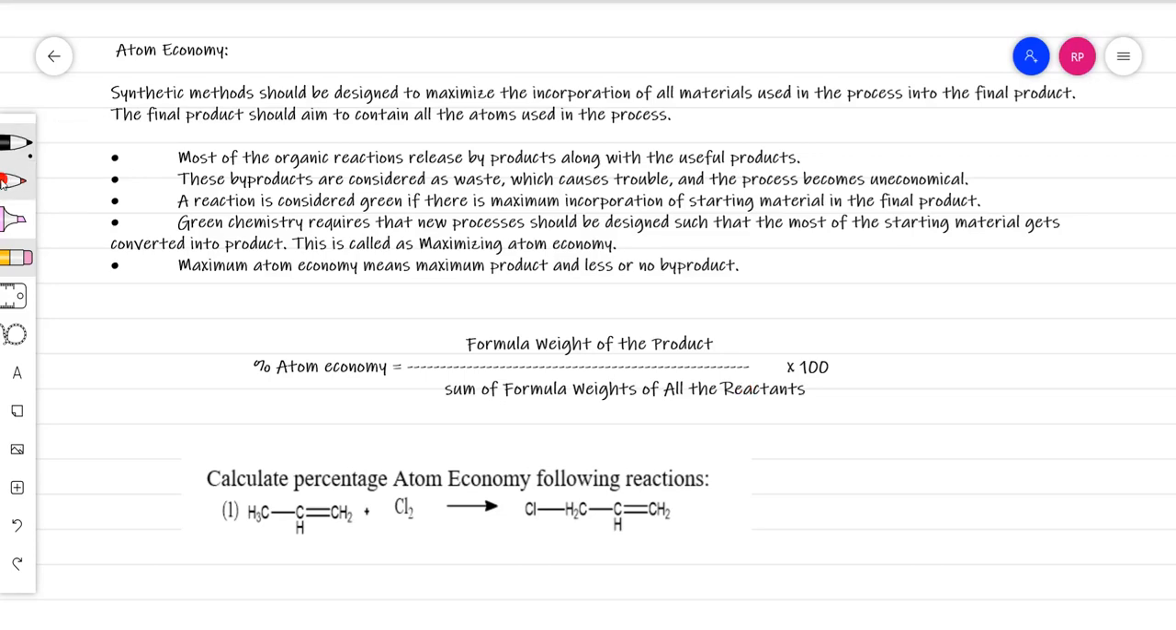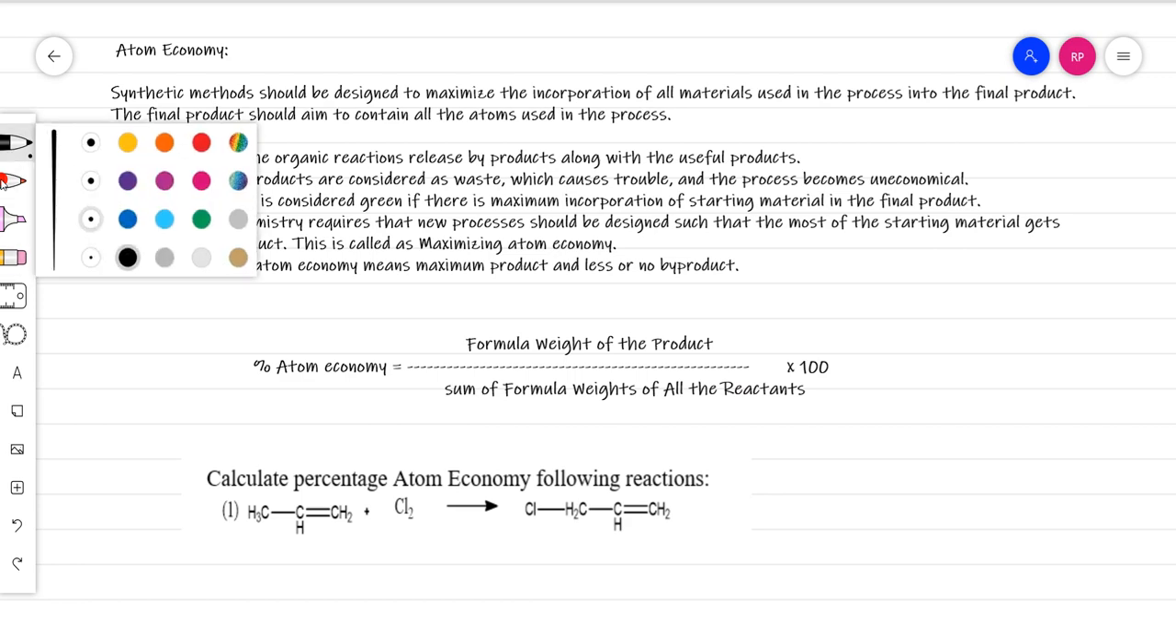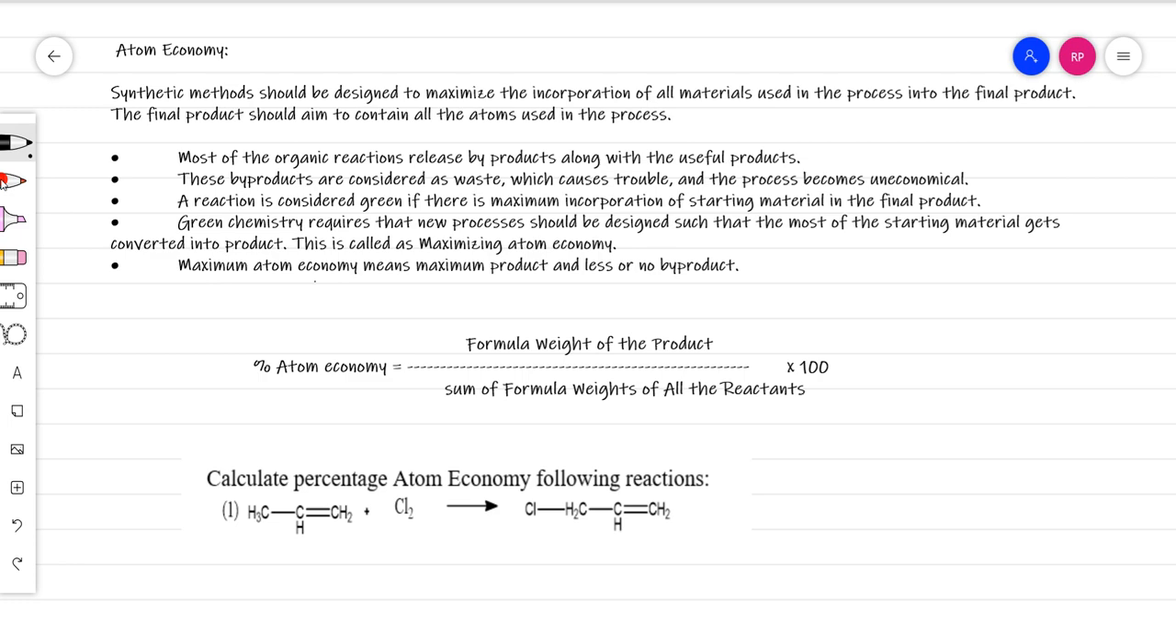Okay, let's do some numericals on atom economy. I have already explained what atom economy is in my previous video on the principles of green chemistry, but we'll still revise a bit. In simple words, what is atom economy? It's the conversion of the maximum amount of reactants into products. Green chemistry aims to design synthesis in such a way that most of the starting material is converted to products. This is called maximizing atom economy.